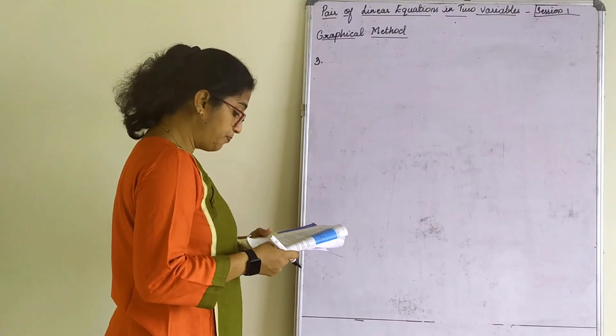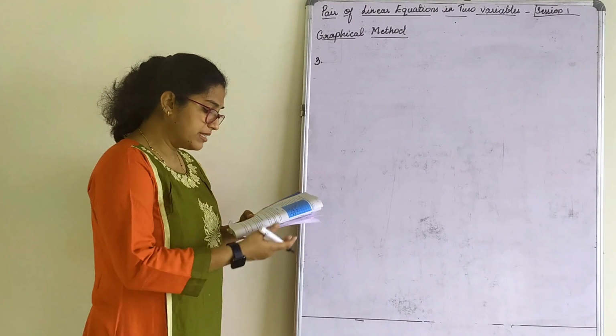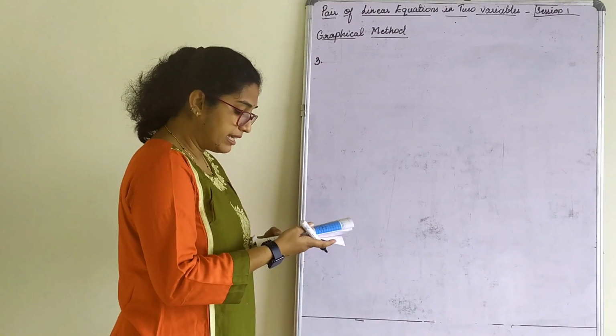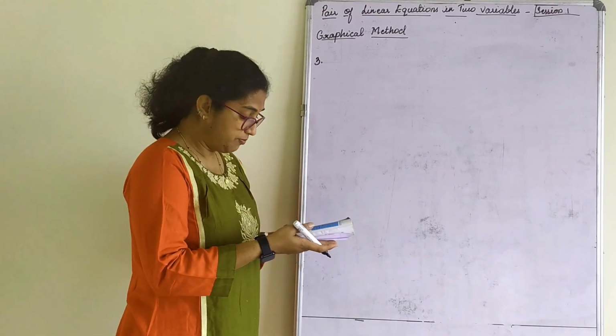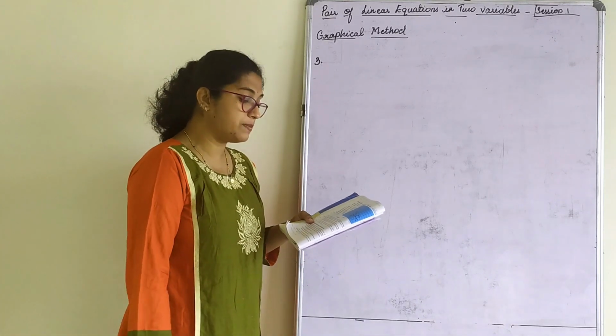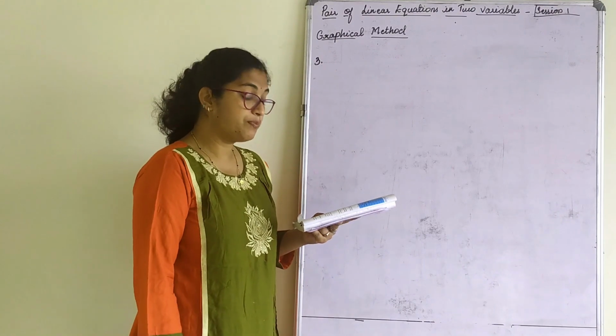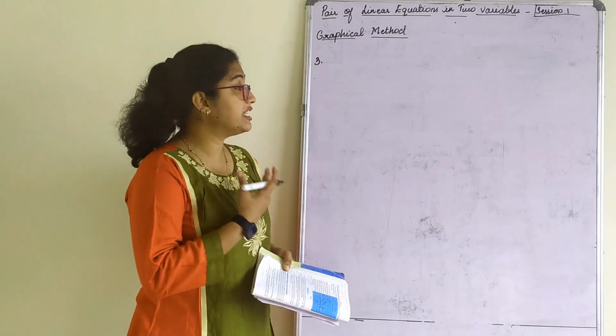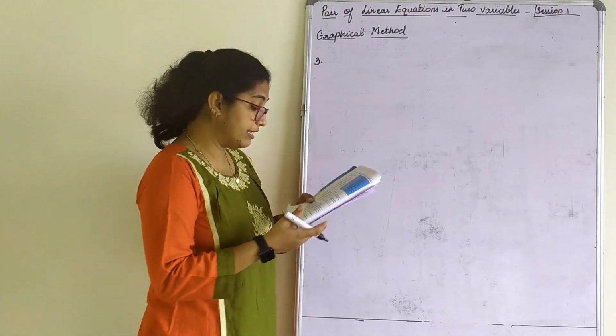And the last one. The cost of 2 kg apples and 1 kg grapes on a day was found to be rupees 160. After a month, the cost of 4 kg apples and 2 kg grapes was rupees 300. Represent this situation algebraically and graphically.